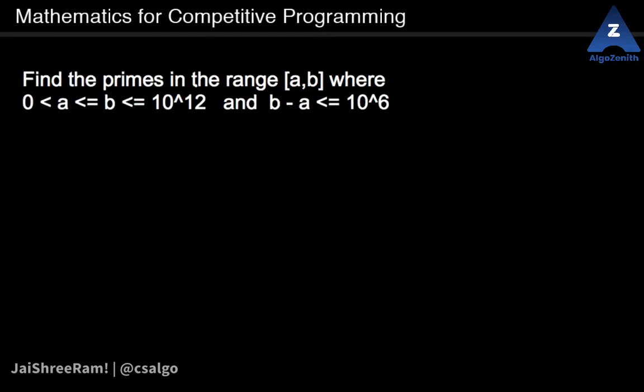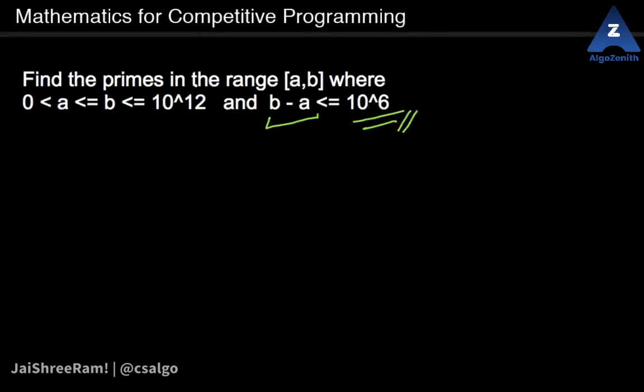However, there is a special condition given that the range of numbers that we need to check is pretty small, like there is only a considerable number of numbers in the range. So the window in which you need to find the primes is of order 10 to the power 6, but the numbers are up to 10 to the power 12. Now find out the primes in the particular range.